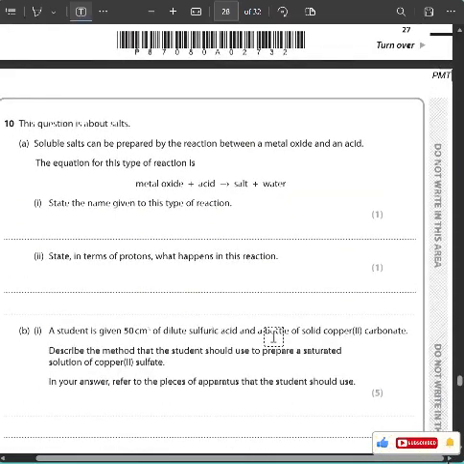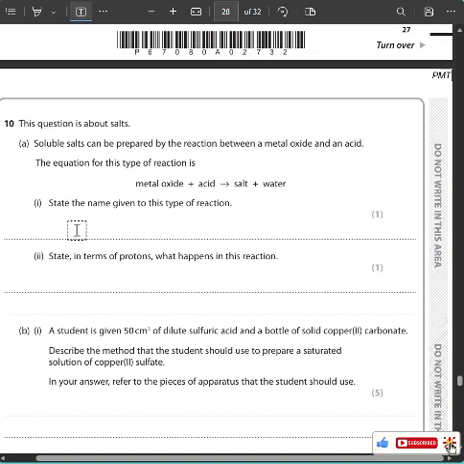This question is about salts. Soluble salt can be prepared by reacting a metal oxide with an acid. The equation for this type of reaction is metal oxide plus acid will be salt plus water. State the name given to this type of reaction.